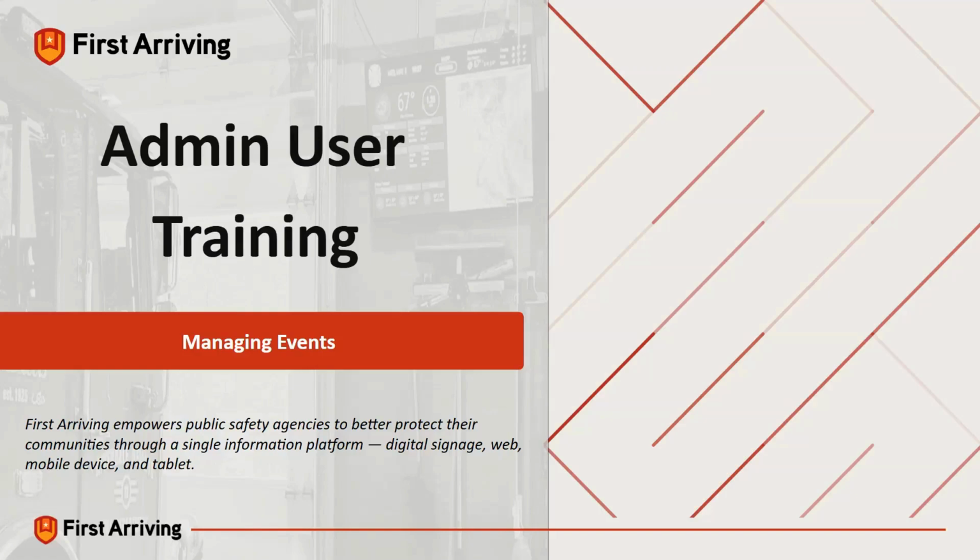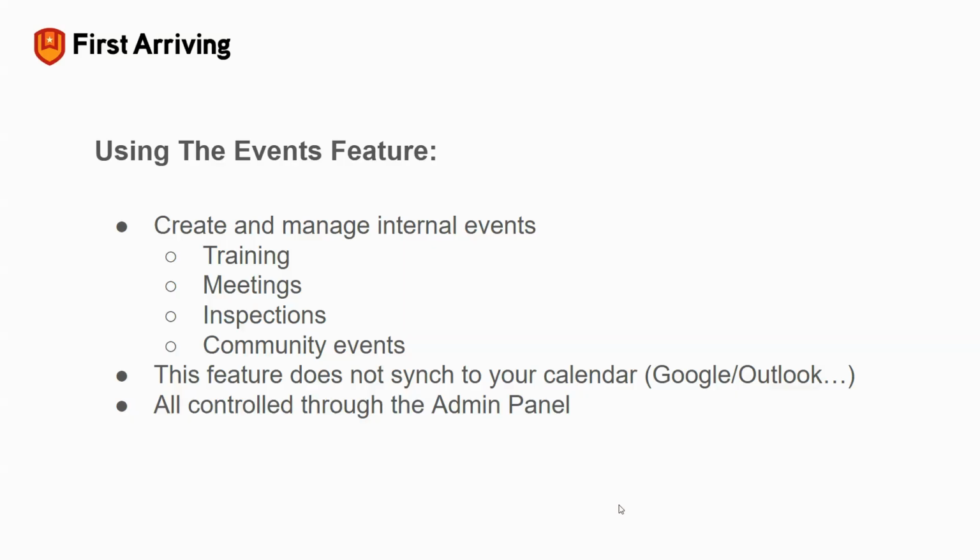In this video, we're going to cover how to create and manage events within the First Arriving platform. The events feature is your built-in tool for creating and managing internal agency events such as meetings, trainings, community events, inspections. Anything your organization might schedule can go into this platform. Members can view these events through their user accounts if they have them on their desktop, mobile, and tablet devices. And you can optionally push these items to your large screen dashboards within your organization as well.